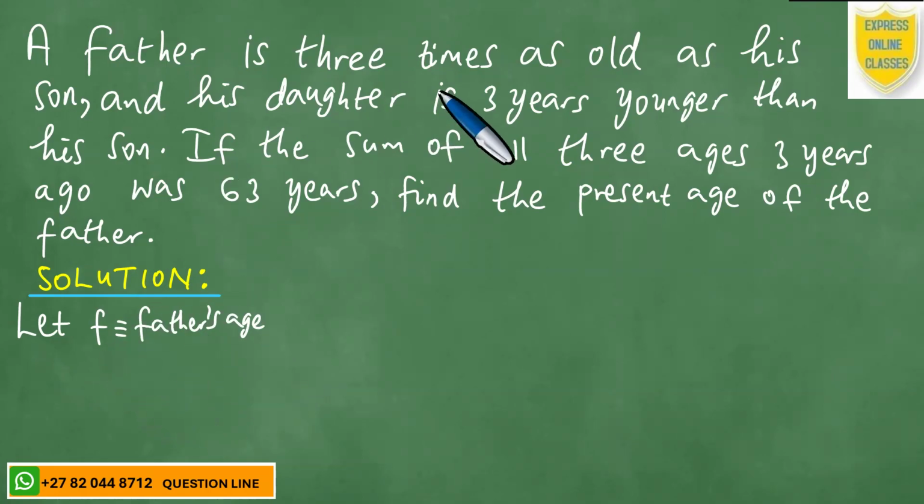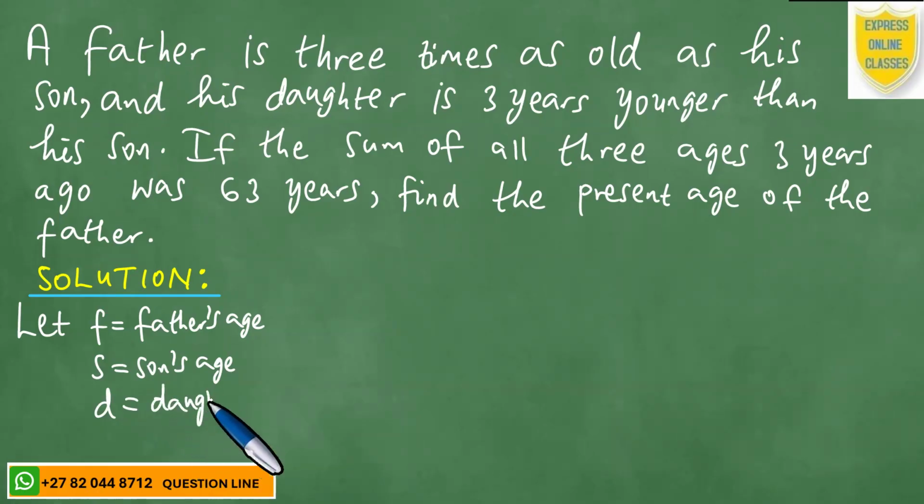And therefore, we also have the son. So S is the son's age. You can just use equalities, it's okay, not really congruences. And right, there's a daughter. So D be the daughter's age.